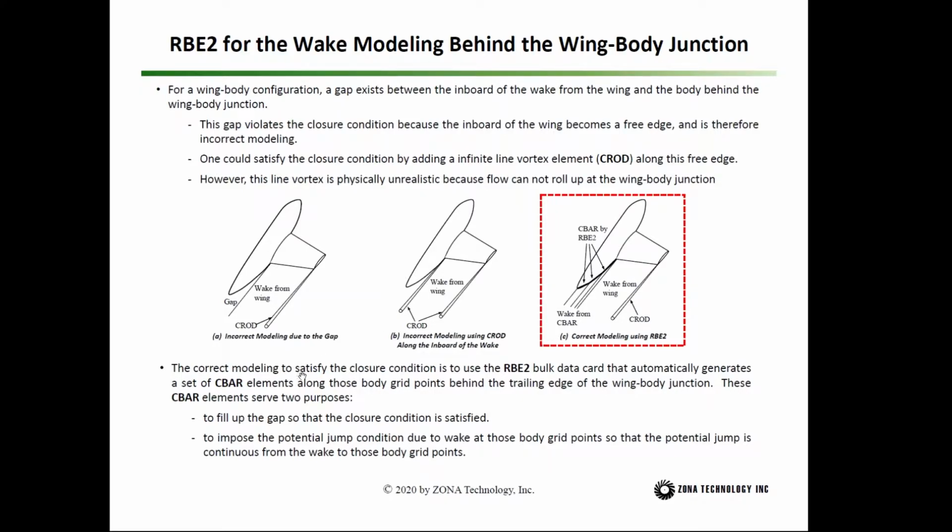The correct modeling to satisfy the closure condition is to use the RBE2 cards that automatically generate a set of C-bar elements along those grid points on the body behind the wing trailing edge.